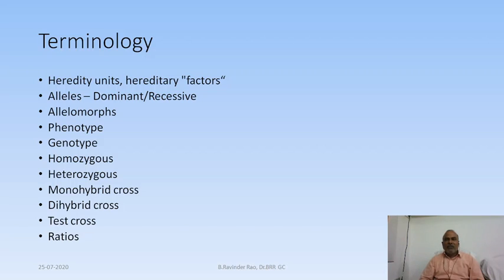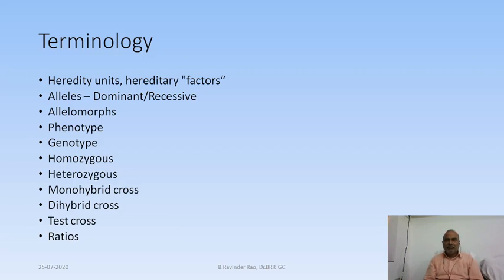Homozygous condition: when the two alleles are of the same kind, such a condition is called homozygous, for example capital T capital T. Heterozygous: when the two alleles of the same character are different, such a condition is called heterozygous, for example capital T, small t. Then monohybrid cross. A monohybrid cross is a hybrid cross conducted between the two traits of a character, where the inheritance of only one character is studied. That experiment is called a monohybrid cross.